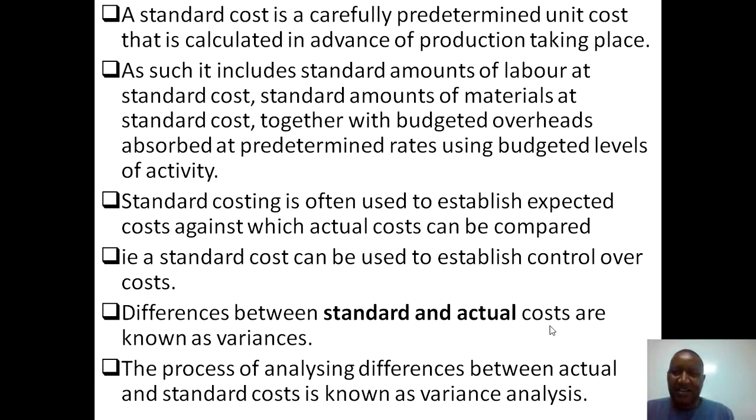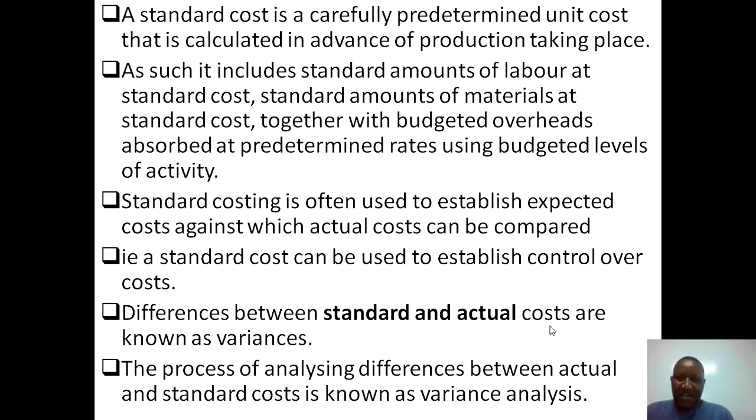So let's start. What is a standard cost? A standard cost is a carefully predetermined unit cost that is calculated in advance of production taking place. As such, it includes the standard amounts of labor at standard cost, standard amounts of materials at standard cost, together with the budgeted overheads absorbed at the predetermined rate using the budgeted levels and activity levels. Overhead absorption rate is calculated by dividing activity level into budgeted costs.